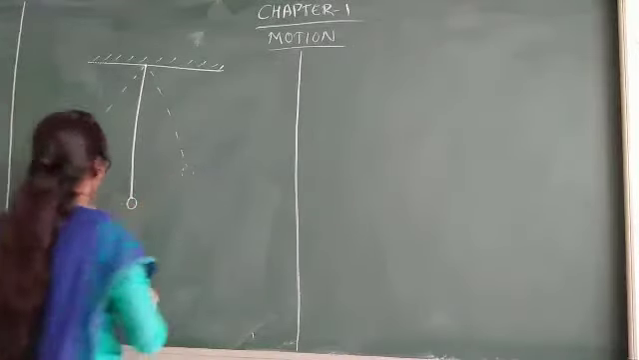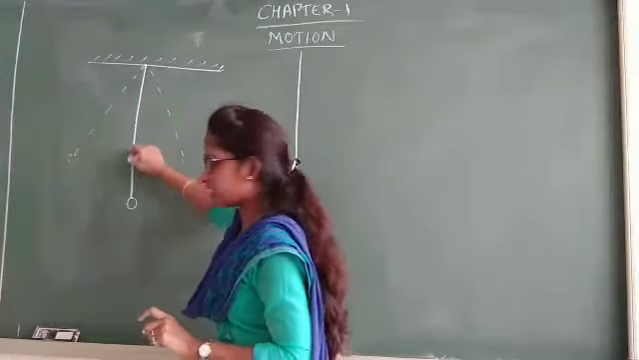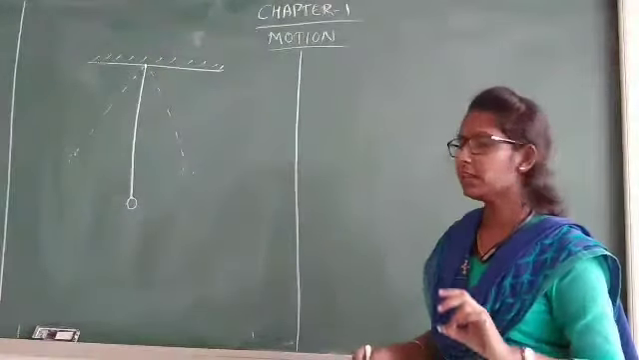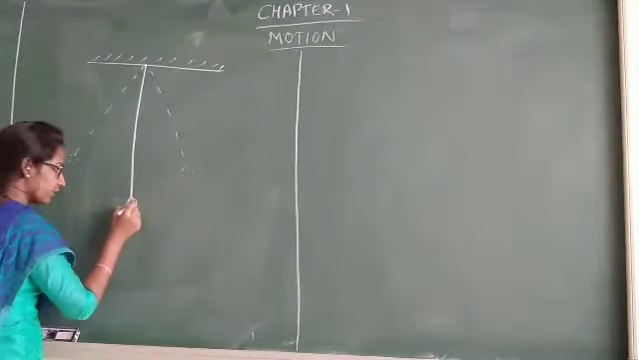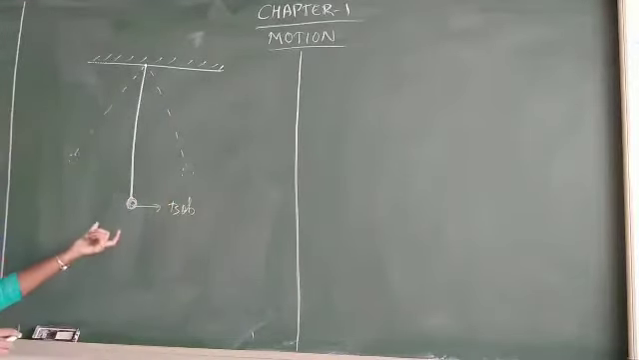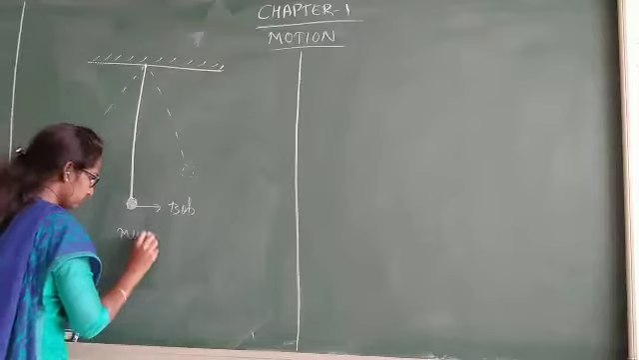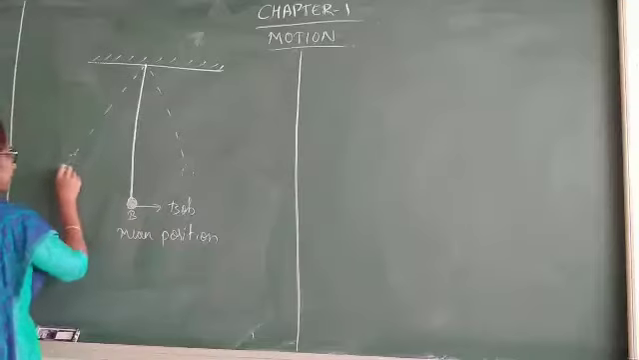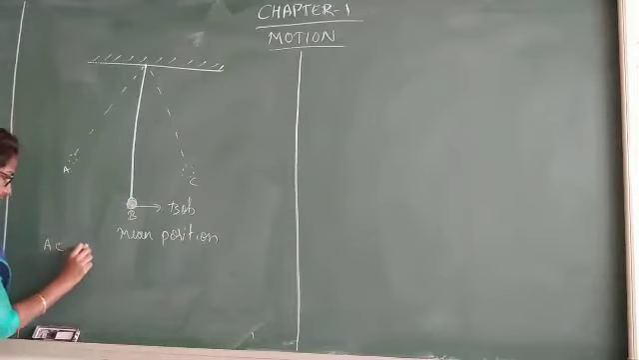A simple pendulum is a heavy point mass suspended from a rigid support with the help of a string called inextensible, flexible and weightless. Okay, so that is the nature of the string, and this bob is made up of brass, a metallic bob, and this position we call the mean position. If I consider this as B, and these two as A and C, then A and C are called extreme positions.